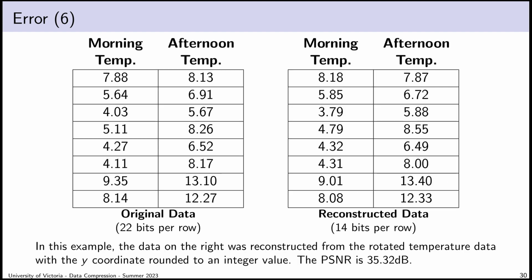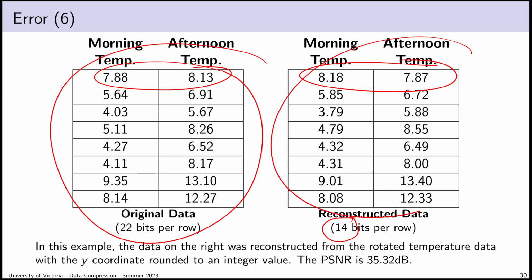All right, so we performed two different manipulations on our transform data. The first one was to round off the Y coordinate before we reverse the transform. That resulted in a representation that required 14 bits per row. I observed this really nasty thing happening in the first row, but otherwise the remaining rows are generally only off by 0.2 or 0.3. The PSNR of the original data versus the reconstructed data is 35. So although maybe the data is no longer suitable for numerical data analysis purposes, this is considered high quality by the standards of image or video compression.